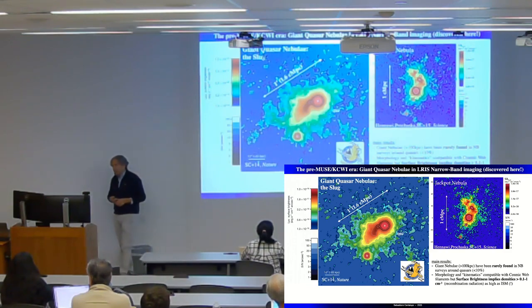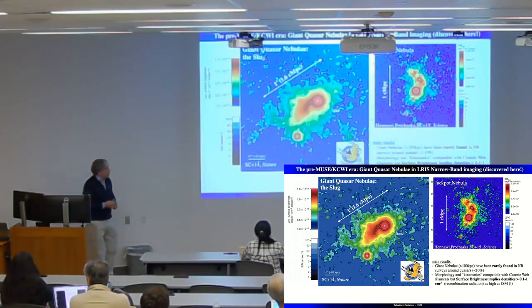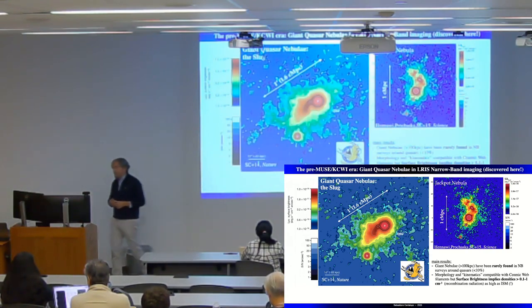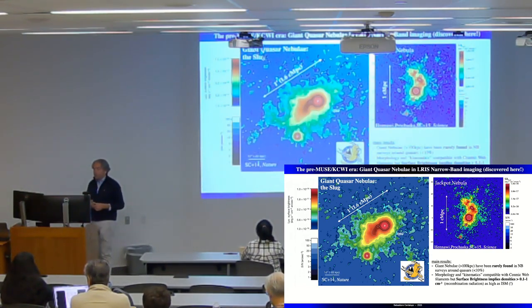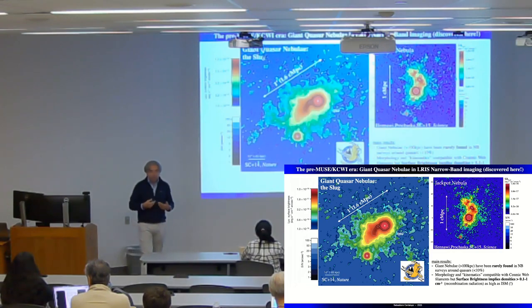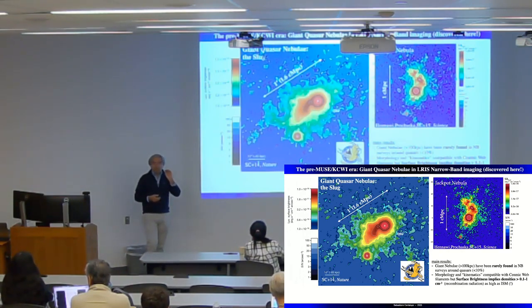This is our first experiment done with LRIS narrowband imaging. By looking around quasars, we've been able to detect, in a few cases, but this is my first observation at Keck, gigantic Lyman alpha filaments with sizes of several comoving megaparsecs around quasars, in this case 2 quasars, and here multiple quasars. This is the Slug Nebula that everyone knows here in Santa Cruz, but also all around the world. It's good publicity for our mascot. And this is the Jackpot Nebula that was also discovered with LRIS.